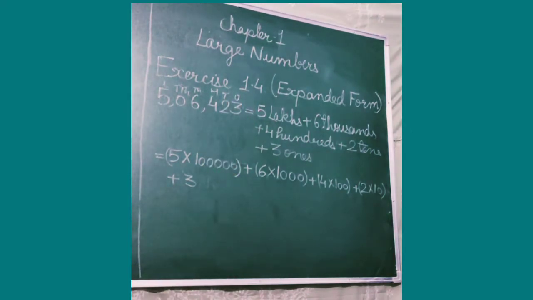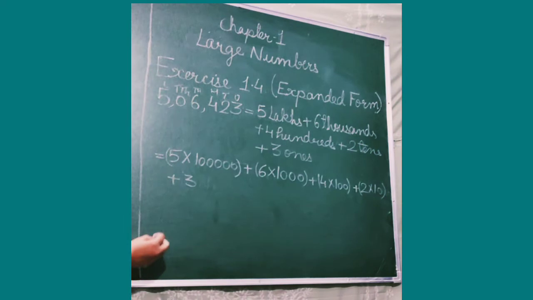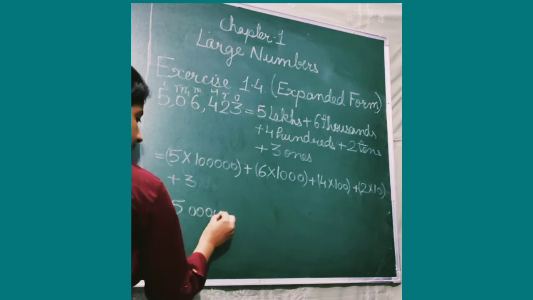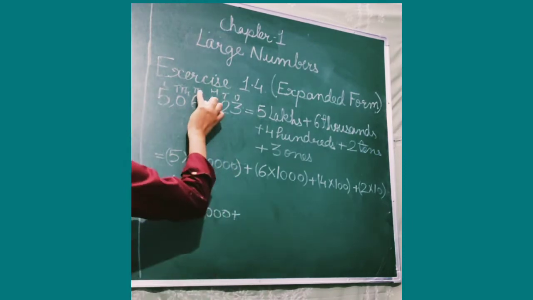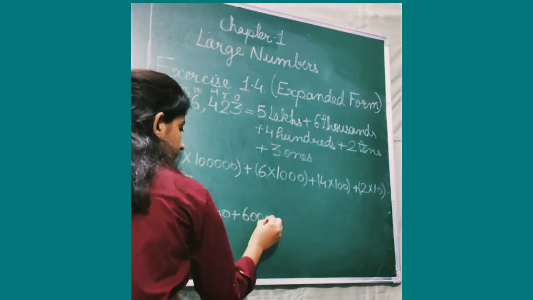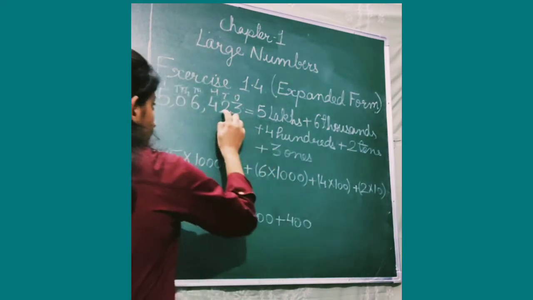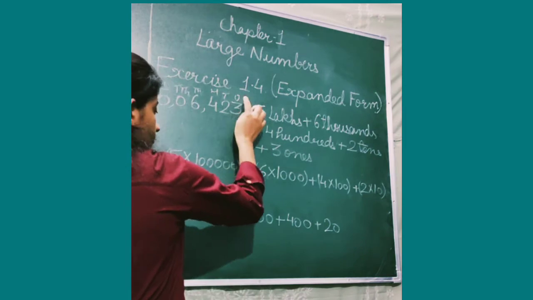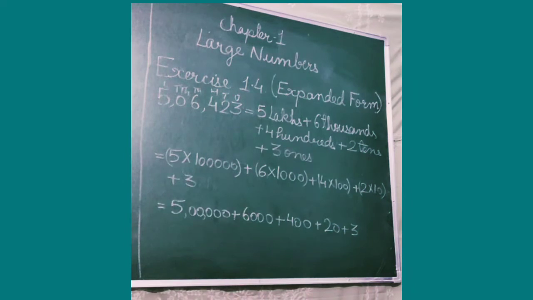Okay? Now, the third method, which you have already studied in the previous classes for smaller numbers, is the basic one. So, 5 lakhs will be represented as 5 lakhs. Plus 0 ten thousands, so you don't have to write anything. 6,000 plus 400 plus 20 plus 3. 3 ones will be 3. Okay? Did you understand this? Yes?